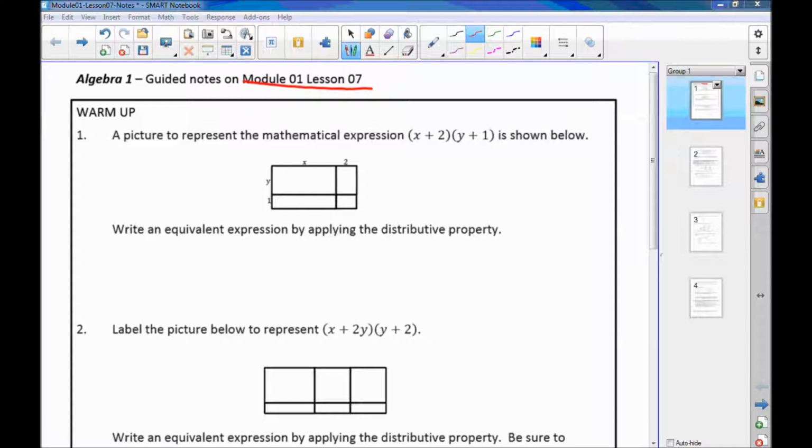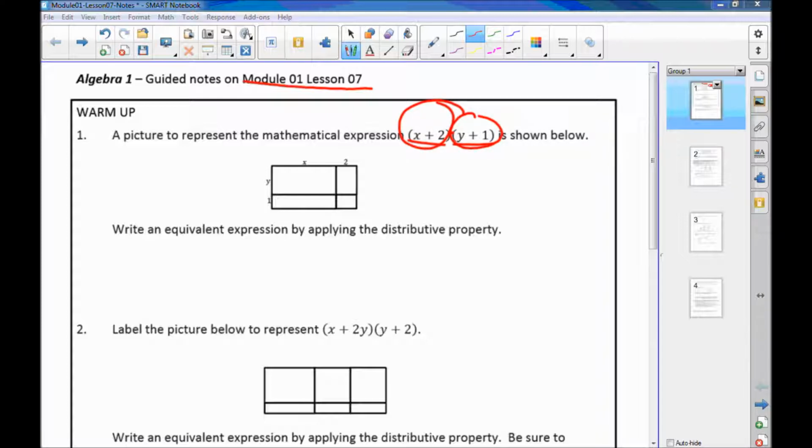All right, so our warm-up, a picture to represent the mathematical expression of x plus 2 times y plus 1 is shown below. And what this is saying is take the length of x plus 2 and times it by the length of y plus 1. And inside each of those lengths, we have a variable term that we don't know exactly how long it is. So we're finding really the area of this length times this length.